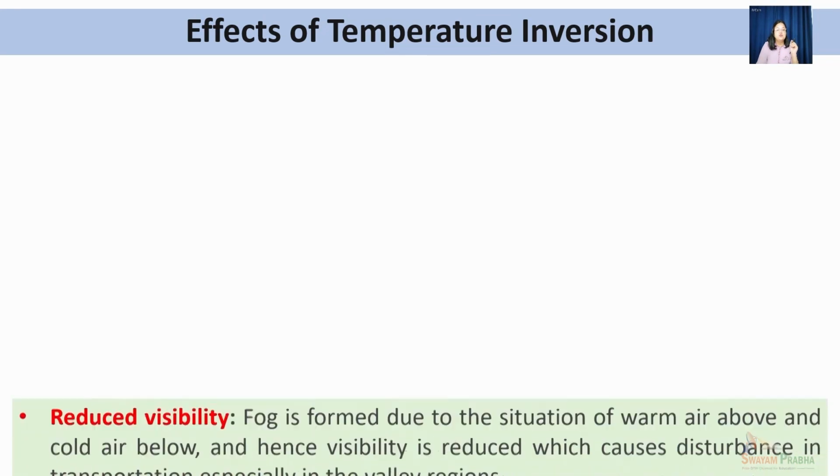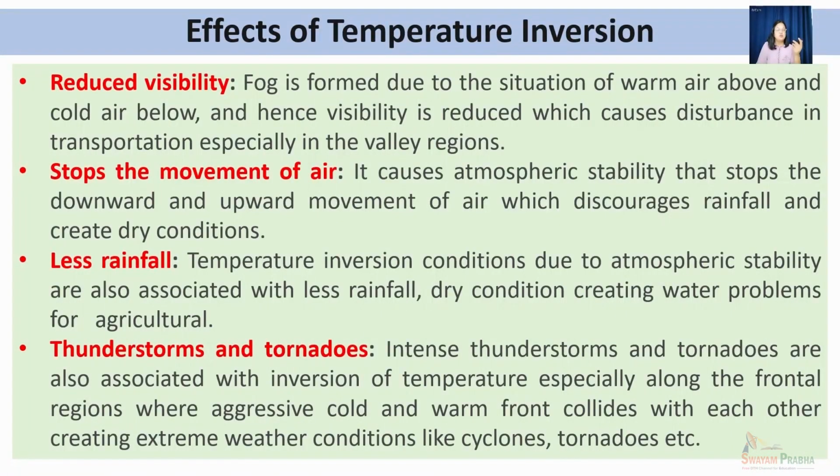Temperature inversion conditions, formation of fog, and formation of frost are also associated with reduced visibility. Fog is formed when warm air is above and cold air is below. Hence the visibility is reduced, which causes disturbances in transport, especially in valley regions where you have very limited means of transportation. One or two roads are there, so disturbance in transportation is really very problematic in areas which have very limited means and types of transportation.